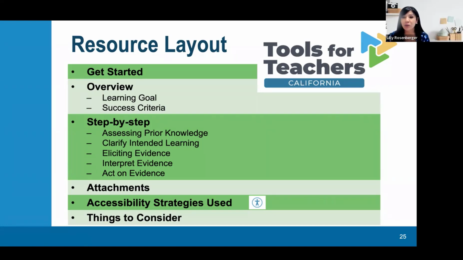Attachments for any document needed to implement the resource are also included. Accessibility strategies used are provided and are identified by the accessibility icon of a figure inside a circle. You can find more information and a full list of strategies by selecting the Accessibility Strategies page in the navigation sidebar. Finally, a section of things to consider while implementing the resource is also included.